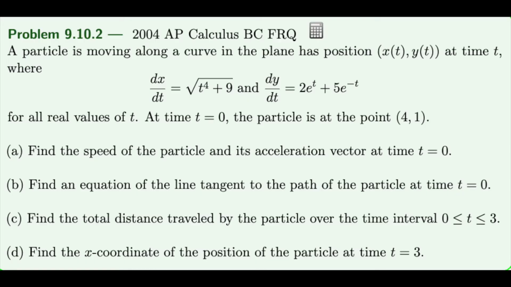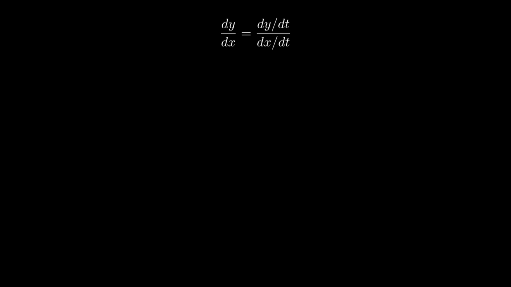Now, to find the acceleration, which is also something we're asked in part A, we simply find the second derivative of x and y separately and plug in 0. We can do that for this problem to simply get 0, negative 3. Now in part B, we want to find the equation of the line tangent to the path of the particle. That means we first want to find dy over dx, which is the slope. Since this is a parametric equation, we know that dy over dx equals dy over dt divided by dx over dt. That means we want to find y prime of 0 divided by x prime of 0.